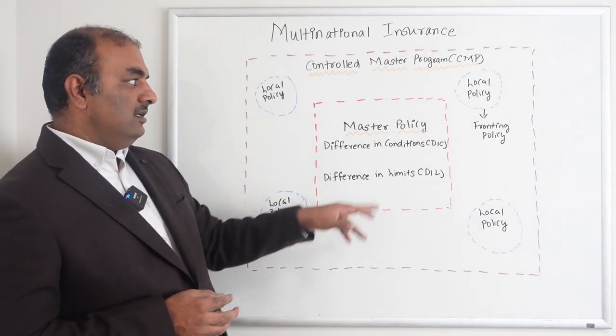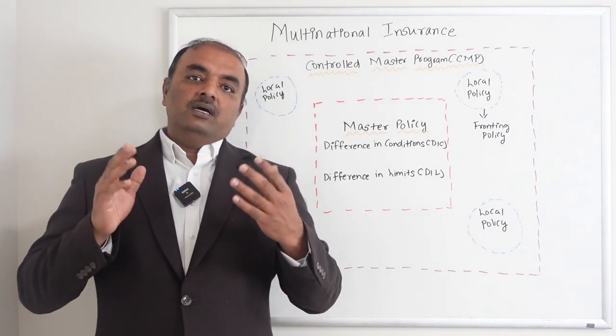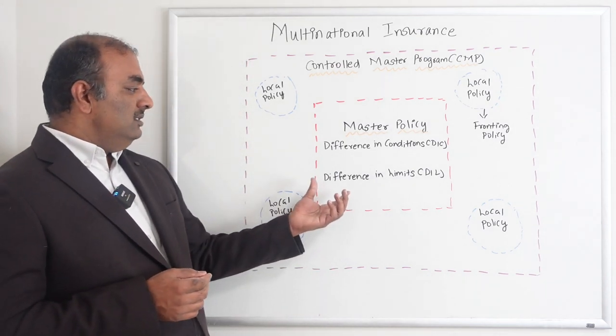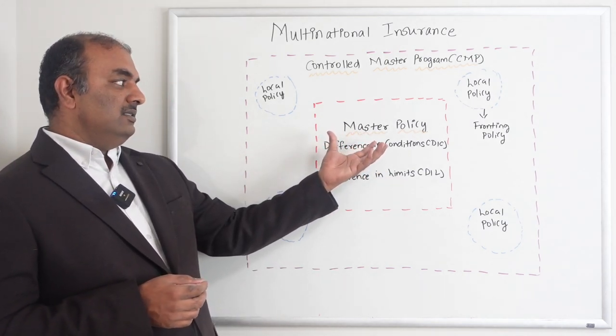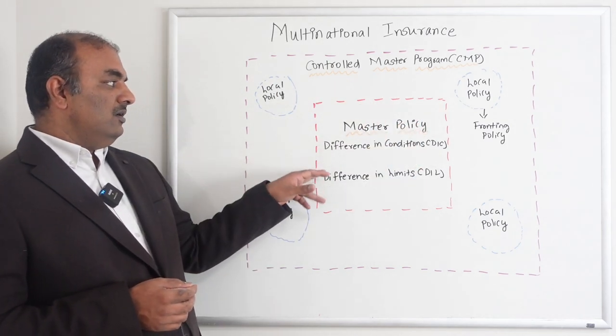Similarly, difference in limits also, right? Your local policies can provide only a certain limit, maximum of 30k or 40k, whereas the customer needs 80k. Using this difference in limits provision, you can increase the limit to 80k in the master policy that will be applicable to all local policies. So these are the two important concepts.